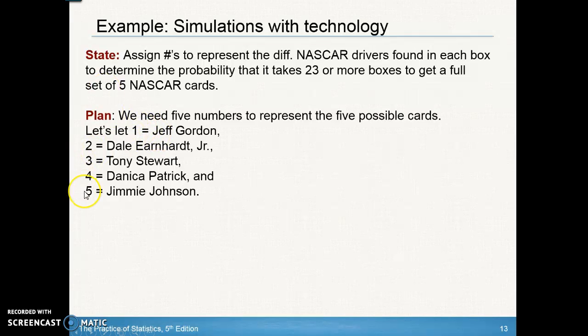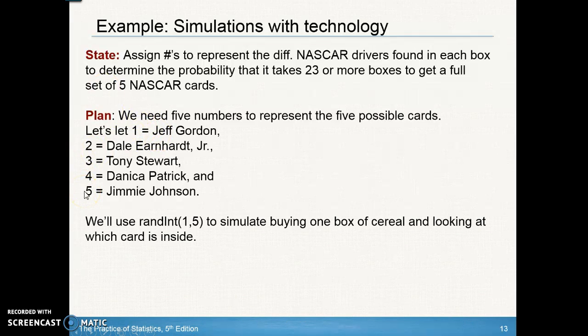So that's why we use 1 through 5. All right, so then on our calculator, we're going to use a random int 1, 5 to simulate buying 1 box of cereal and looking at which card is inside. All right, so think about how you're going to do this on your graphing calculator. So we're basically counting. We're going to do 1, 5 on our calculator.